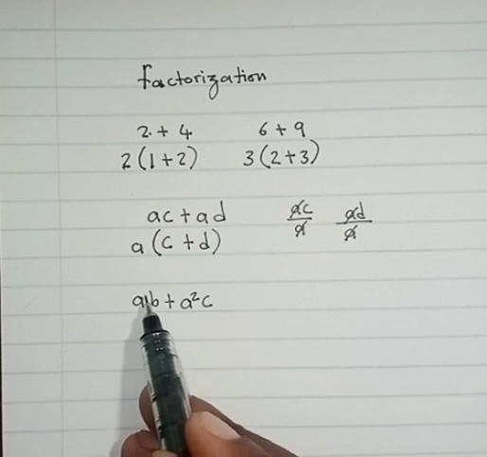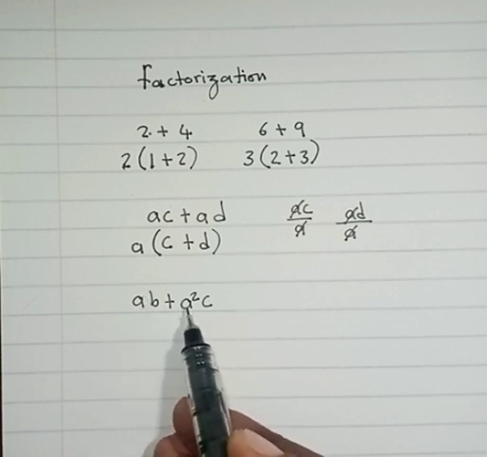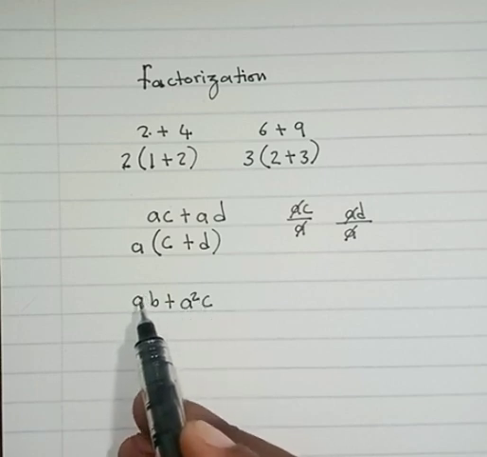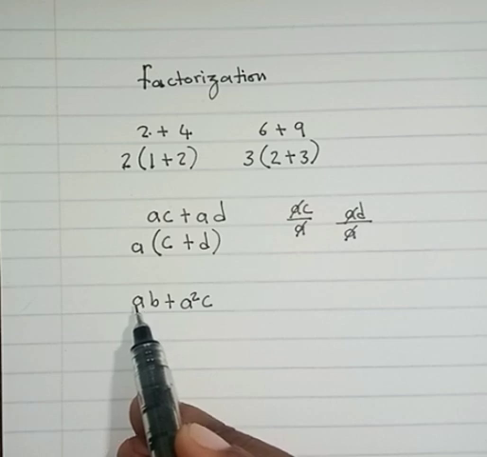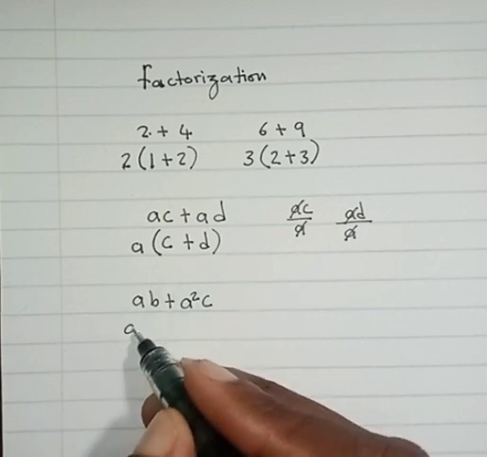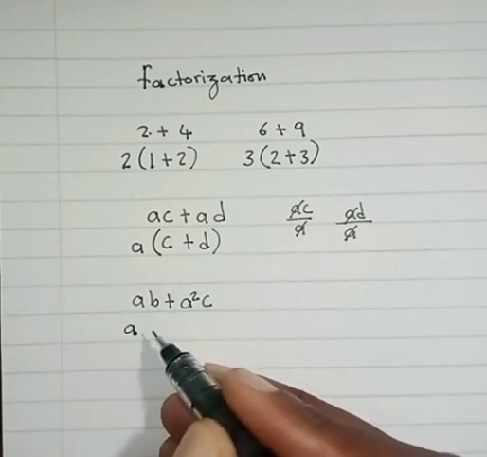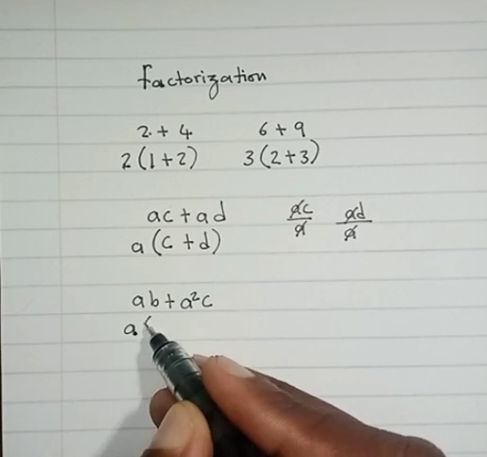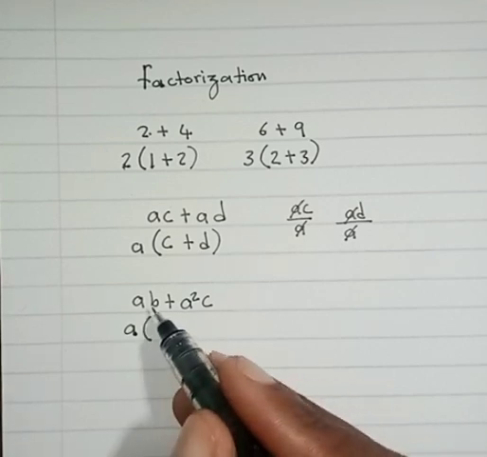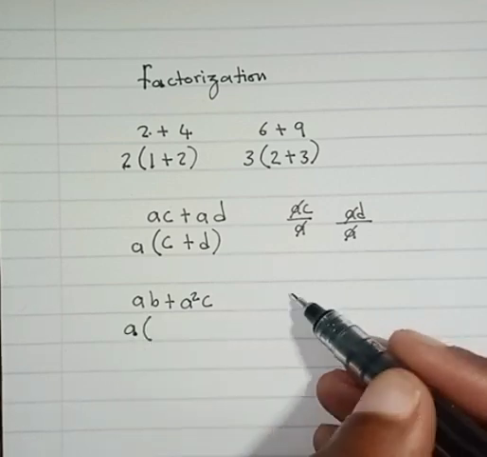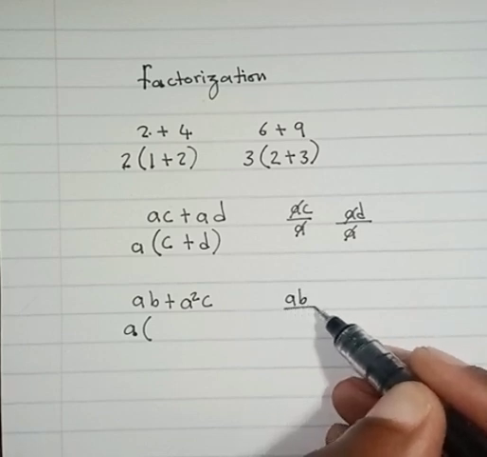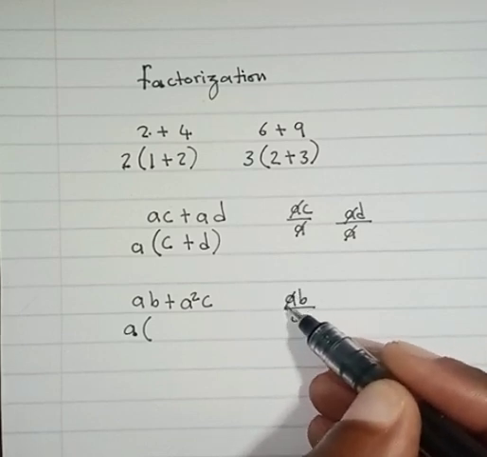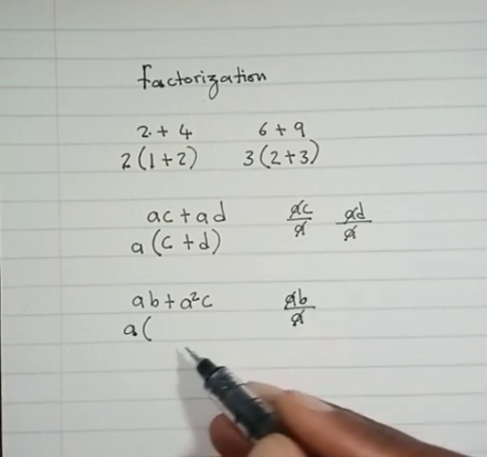This A, the power is 1. Then this other A, the power is 2. So we get the A which has a smaller power. So we get this A. So the A is common, like that. Then we open parentheses, like that. We can now divide AB divided by A. So this A and A disappear. We have B.